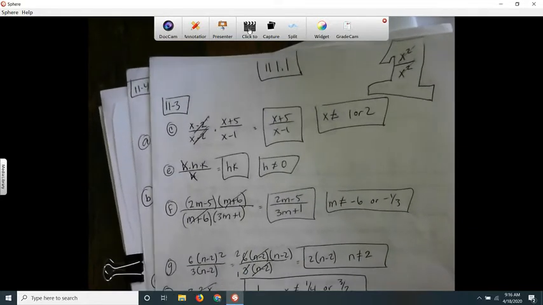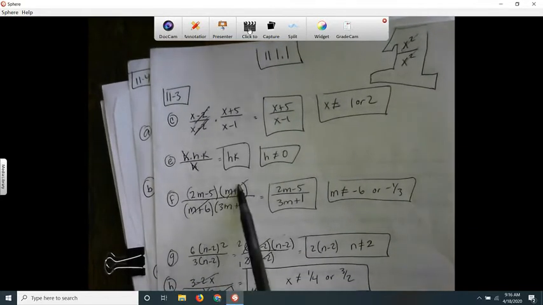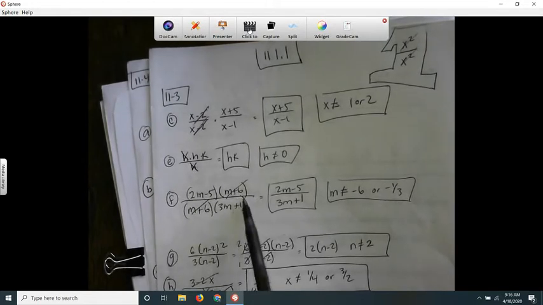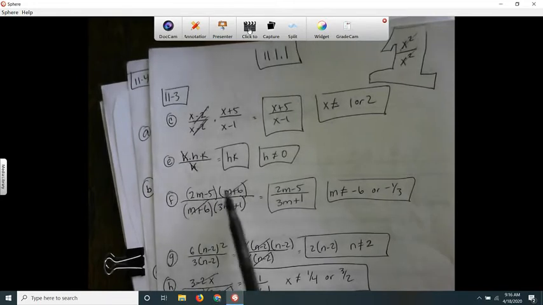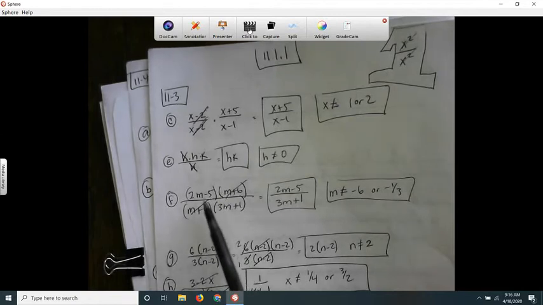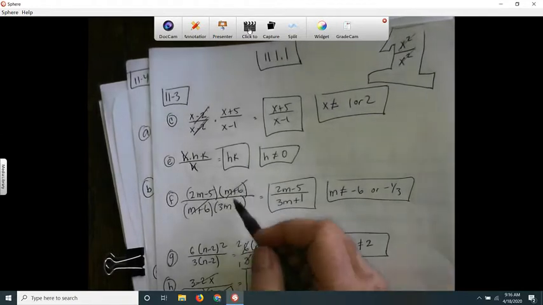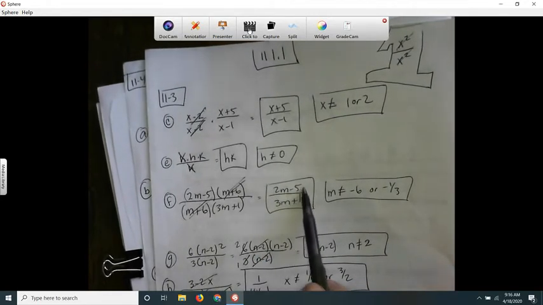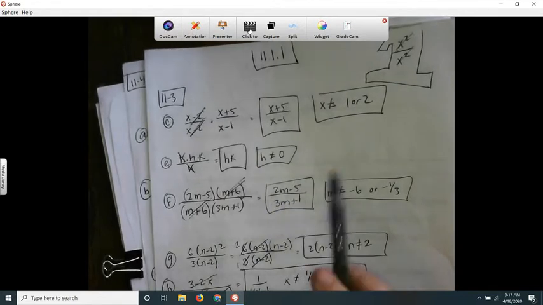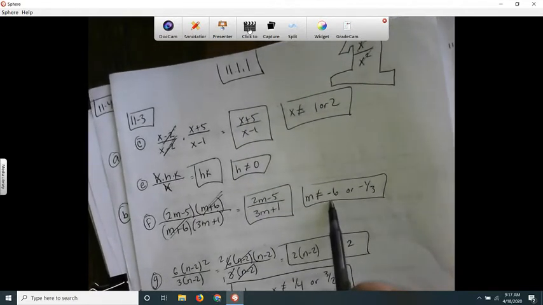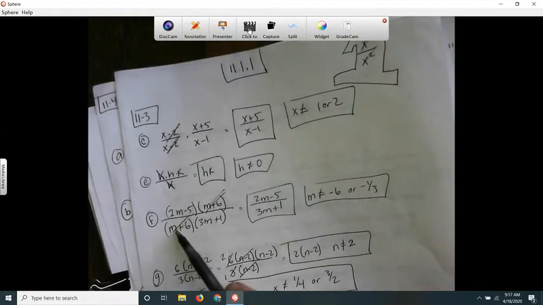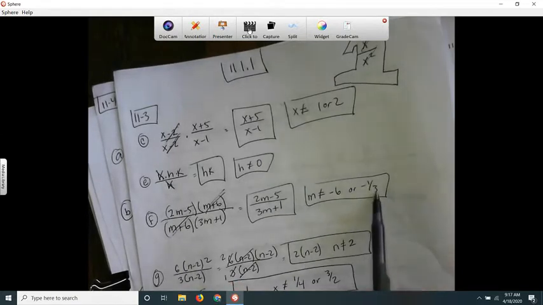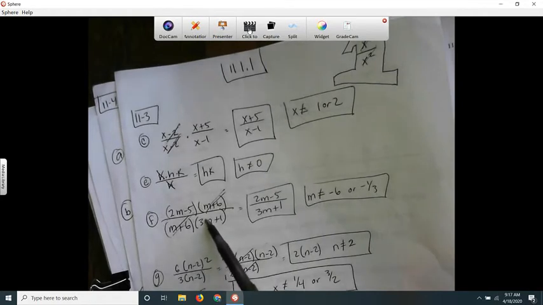On this one, you can see that I have this times this, and this times this. Like there's 2 factors on top and 2 factors on the bottom. These factors are the same, so I could think of them as a giant 1, and I cancel them out. And then I'm just left with what's left: 2m minus 5, 3m plus 1. I excluded negative 6 because that would 0 this denominator, and I excluded negative 1/3 because if you plugged it right there, it would 0 this denominator.